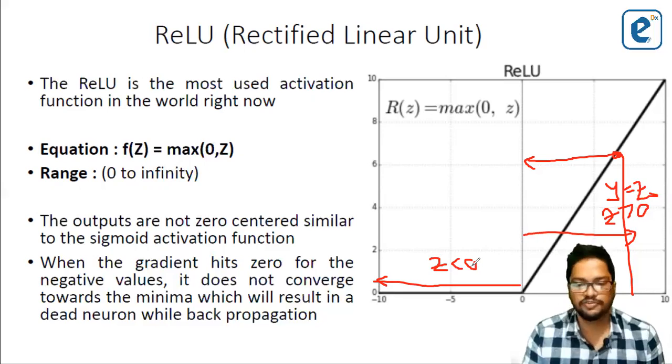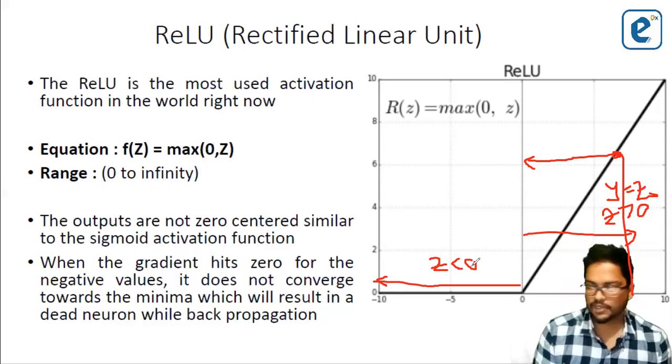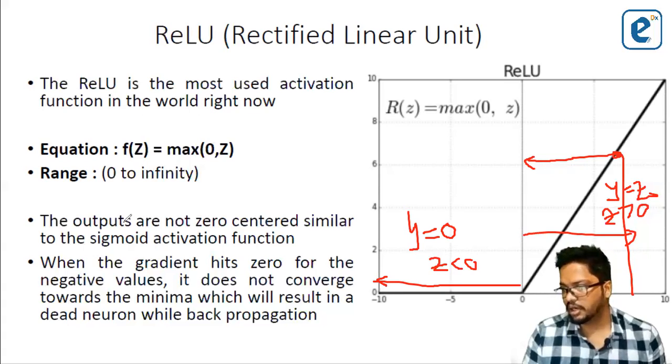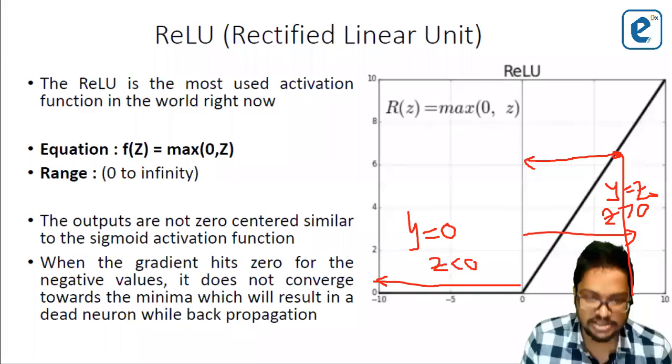So if the z is less than 0, in that case the activation function gives y equal to 0, right? So y will be equal to 0 in that case. Okay, so this is what you call the ReLU activation function. ReLU is one of the most commonly used activation functions. This kills the z values less than 0, and the y will be 0 in that case.